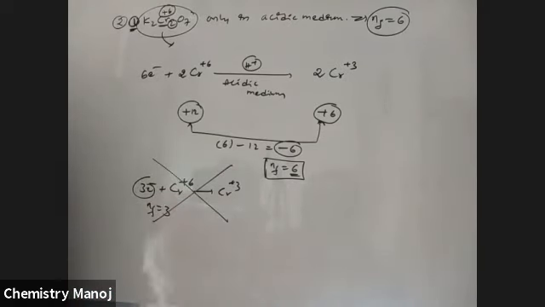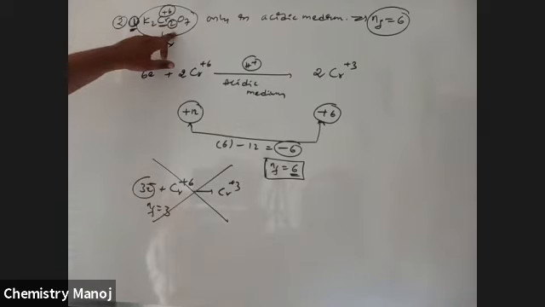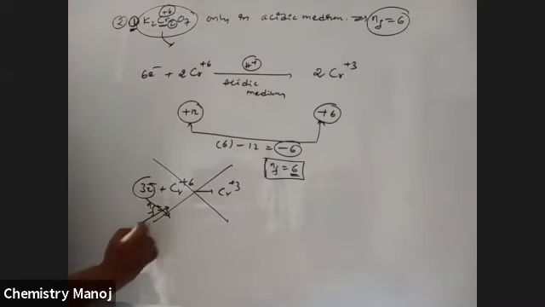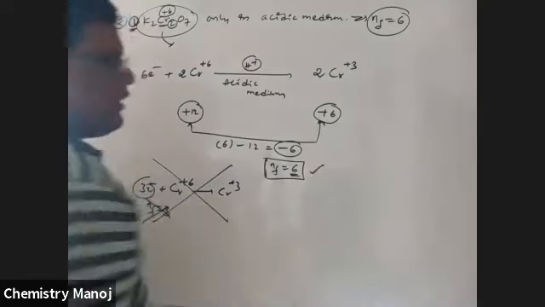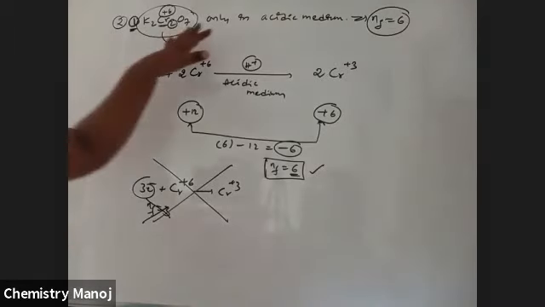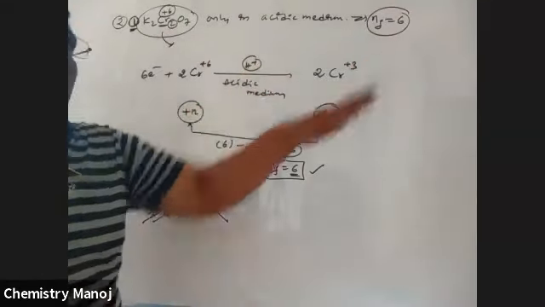Absolutely wrong. Because not only a single chromium is there, there are 2 chromiums. That is why you should follow this condition. Therefore, it is not n factor 3, it is n factor 6. So for K2Cr2O7 in acidic medium, n factor is equal to 6.